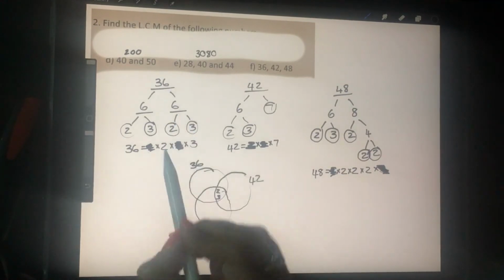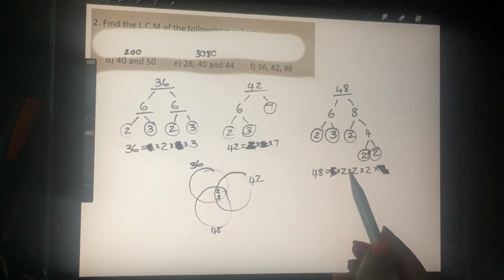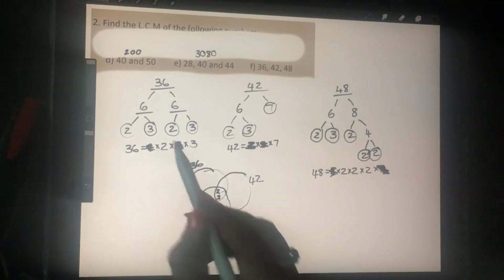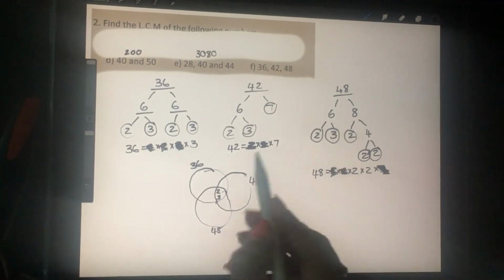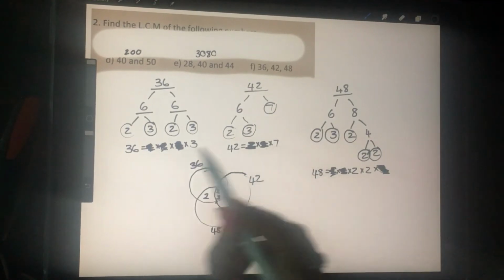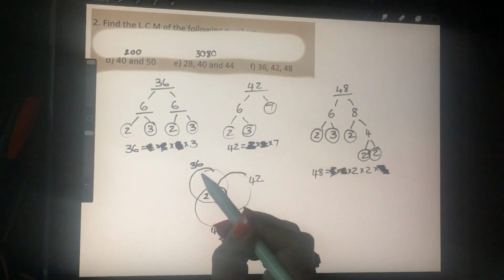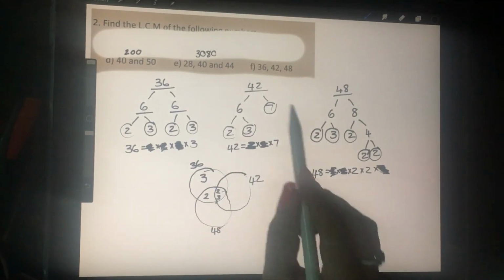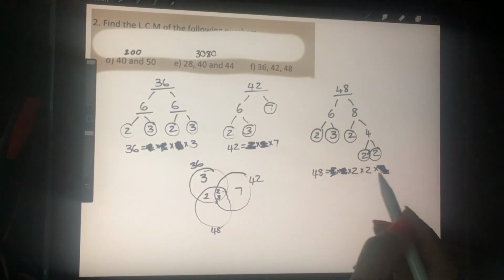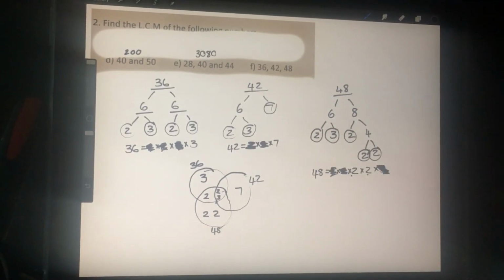Now, if we look at what is left at 36, there's a 2 left, but there's also a 2 left at 48. So where 36 and 48 meets, which is basically this part, we are going to write that 2. So there's a 2 right there. Right, then we've got a 3 left at 36, which is nowhere else, so we can write a 3 there. There's a 7 left at 42, which we can write there, and then there's 2 2s left in number 48, and we can write them there.